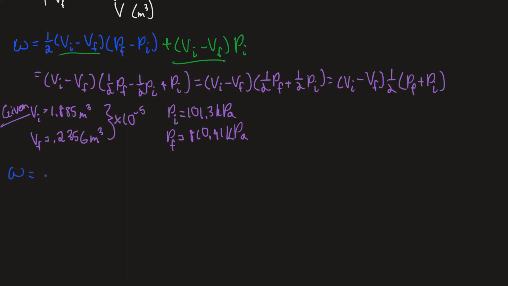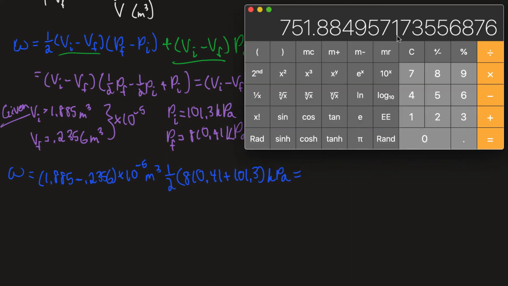So the work is going to be equal to, and we'll use this formula right here, the initial volume, so 1.885 minus the final volume, 0.2356, and we'll need to multiply by that 10 to the negative fifth meters cubed, and we'll multiply all of that with 1/2 times the final pressure of 810.41 plus the atmospheric pressure or the initial pressure of 101.3, is all in kilopascals.